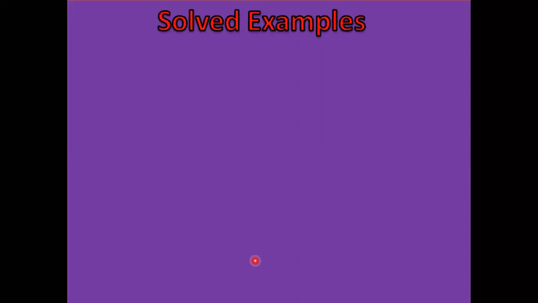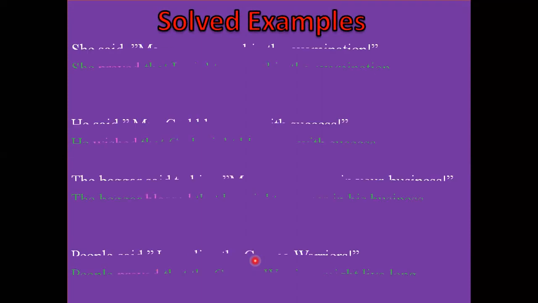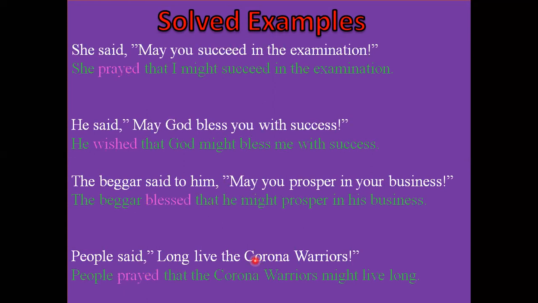Let us take some more solved examples. These solved examples will help you understand this transformation, this change of optative sentences well. Yes, remember, prayed, wished, blessed, and remember that most of the optative sentences start with may. See, here also, here also. This also we could have written as may long live the corona warriors, but instead we can also write it like this. Both are accepted.